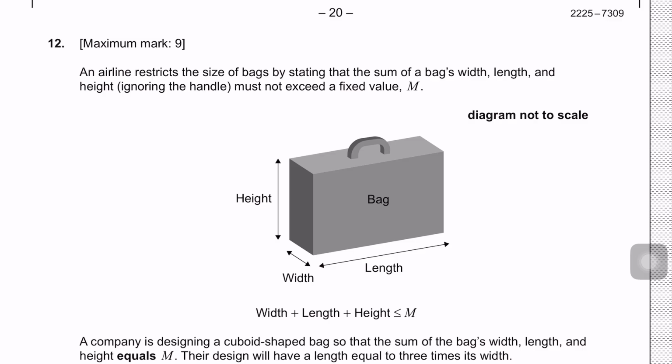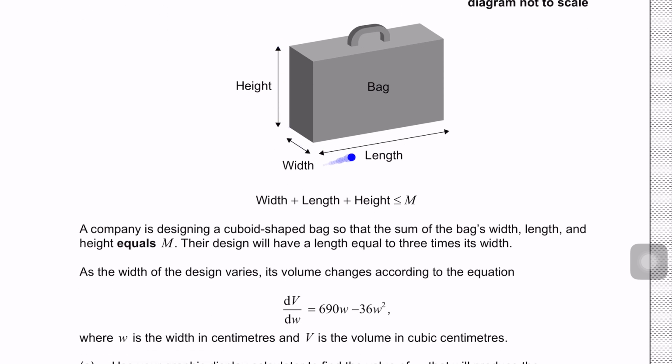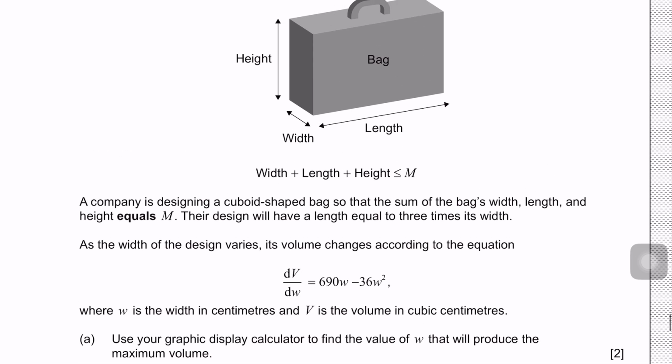Question 12, 9-mark question. An airline restricts the size of bags by stating that the sum of the bag's width, length, and height, ignoring the handle, must not exceed a fixed value of n. And here we have the height, width, length, and they're telling us the combination of width, length, height has to be less than or equal to some value of n. A company is designing a cuboid-shaped bag so that the sum of the bag's width, length, and height equals n. Their design will have a length equal to 3 times its width.